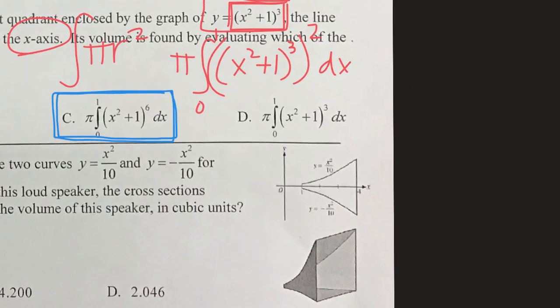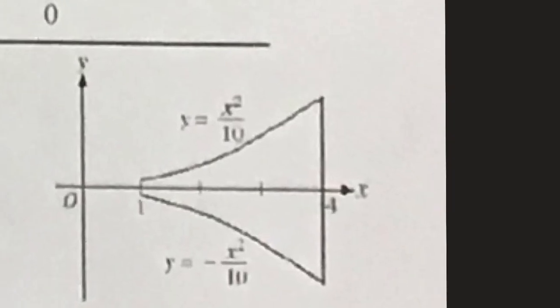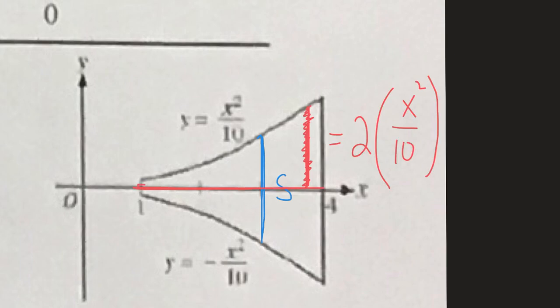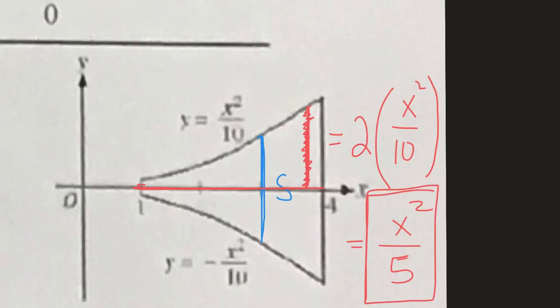So the question is, how do I find the side length for my square? Right? If this is the side of my square, how can I calculate that? So we're going to calculate the whole side length by doubling the top half. Okay, because of the symmetry, the whole entire thing is twice the top part. So the side length is twice x squared over 10, which simplifies to x squared over 5. So this is the side length of my square.